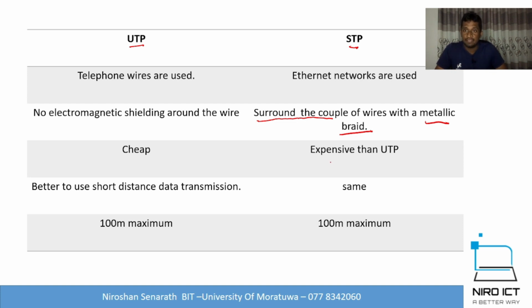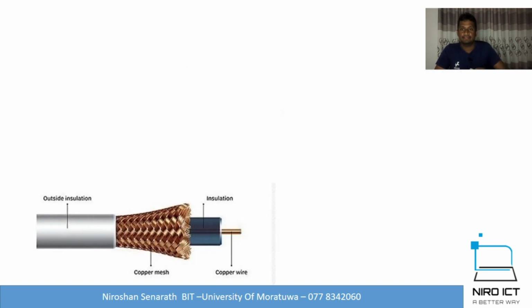UTP cables are better to use for short distance data transmission. The same STP is also used for short distance data transmission, actually maximally 100 meters only. Right, I think you understood this one. Next we are going to talk about coaxial cable.